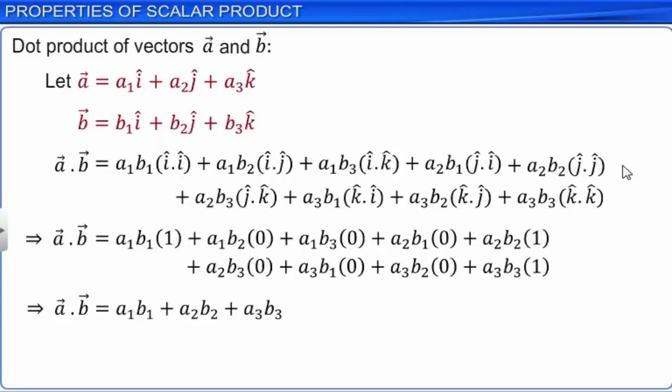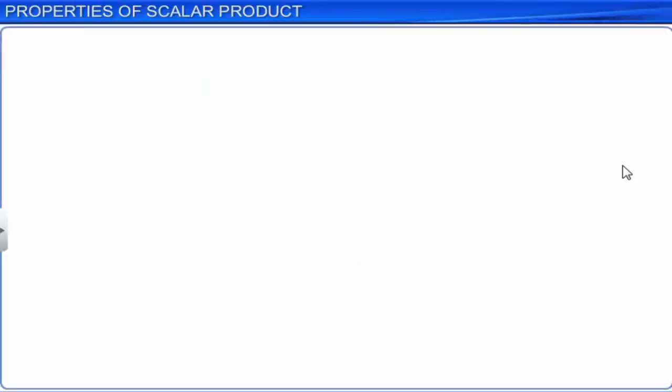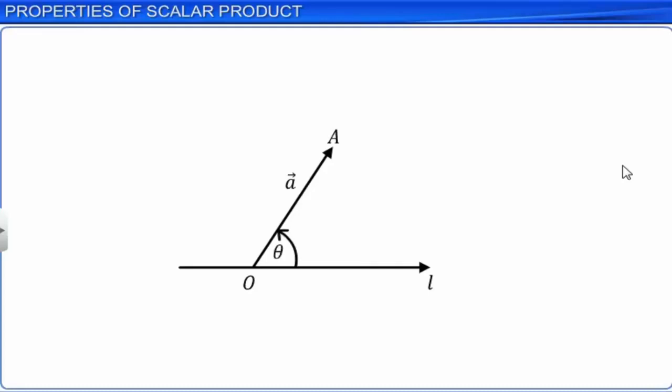where a1, a2 and a3 are the scalar components of vector A, and b1, b2 and b3 are the scalar components of vector B. Consider a directed line L and vector OA represented as vector A, making an angle theta with line L in the anti-clockwise direction. We will find the projection of vector A on line L.